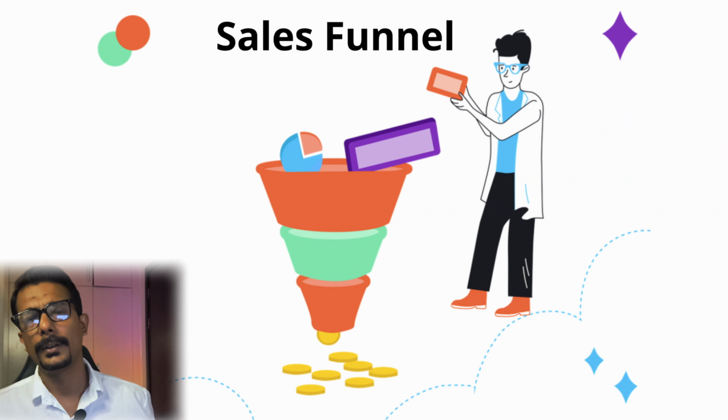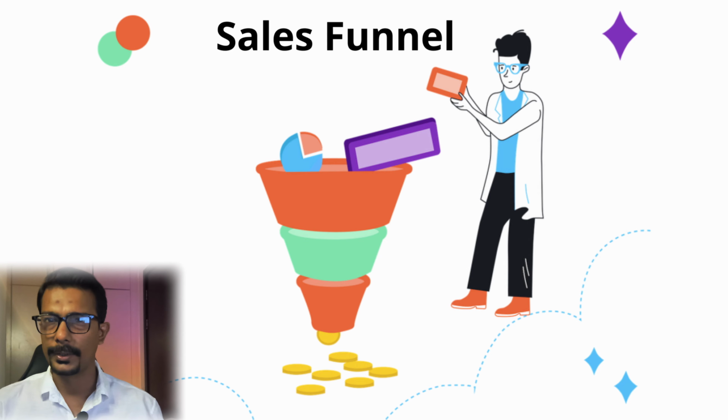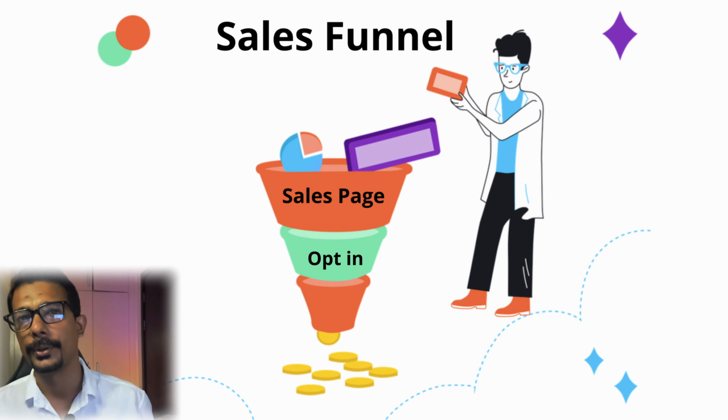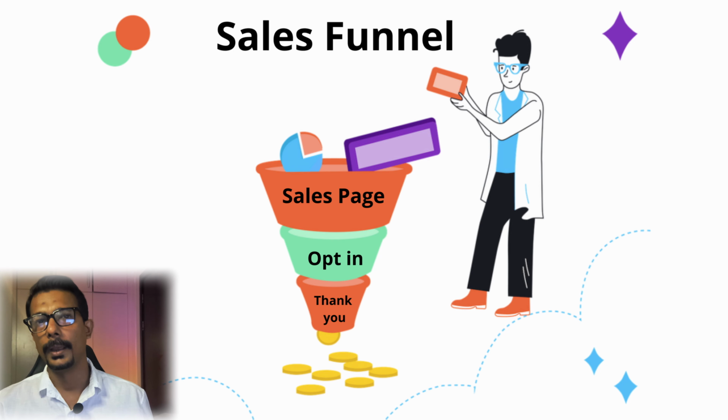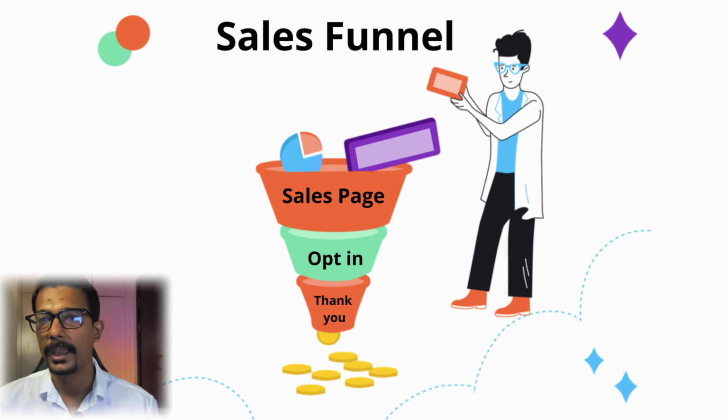So a sales funnel is just a path, or you can call it a road to your business. Someone clicks the link, sees a page, enters their contact information, buys your product, and sees a thank you page. So 3 pages. Number 1 is opt-in, number 2 is sales page, and number 3 is thank you page.